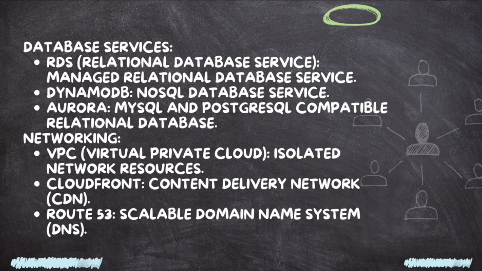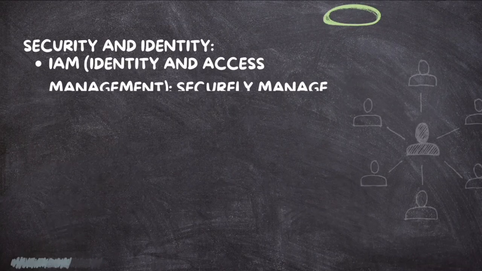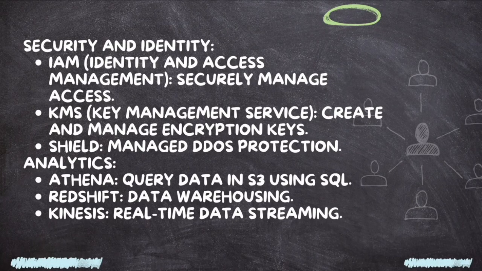Then we have networking. We have VPC in networking, which is a Virtual Private Cloud, which is used mainly by AWS, and they don't have only one. They have a lot of them so that they can use them for isolated networking resources. Then we have CloudFront, the content delivery network, which is CDN. Then we have Route 53, which is a scalable domain name system, which is the DNS of that specific service or server.